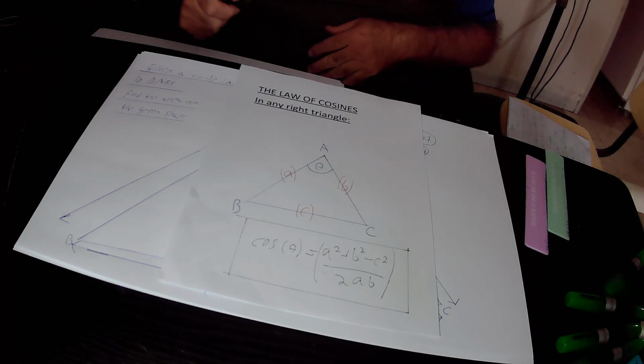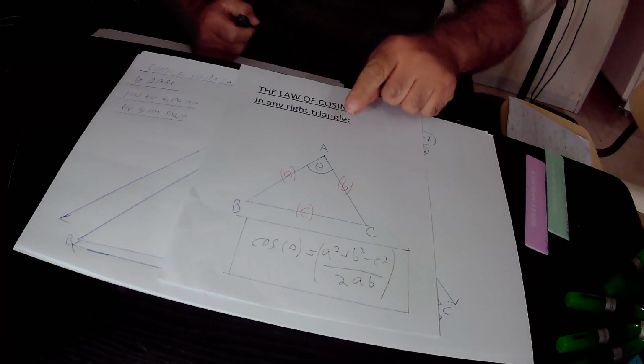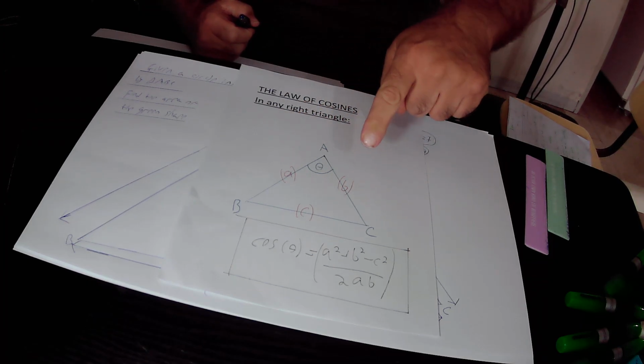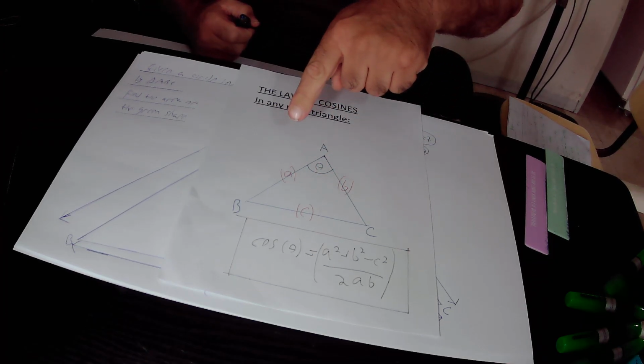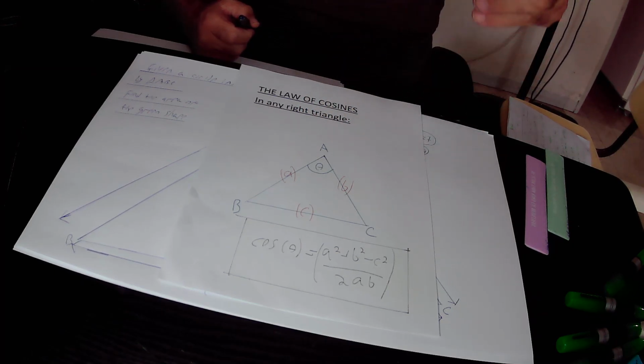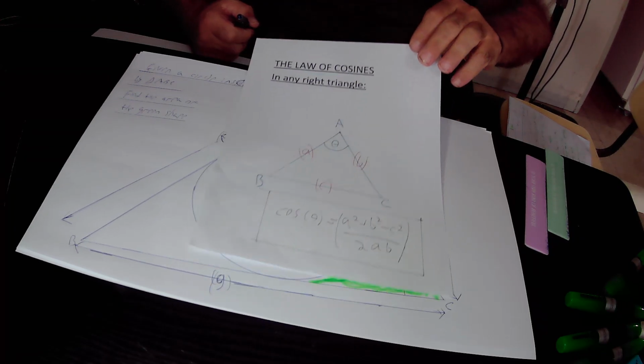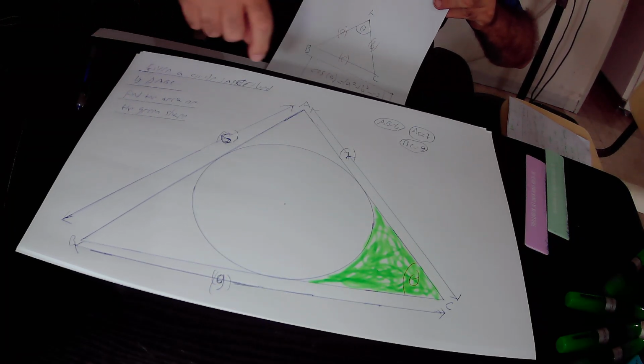According to this law, the law of cosines, in this triangle ABC the following equation is true: cosine theta equals A square plus B square minus C square over 2 times A times B. Again, cosine theta equals A square plus B square minus C square over 2 times A times B. So we can actually implement the law of cosines in this triangle ABC.